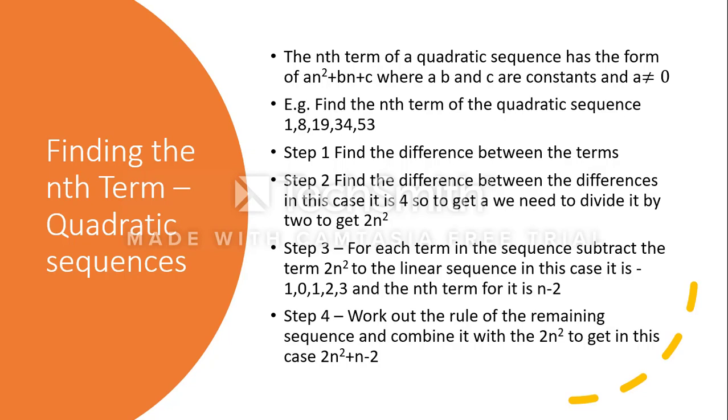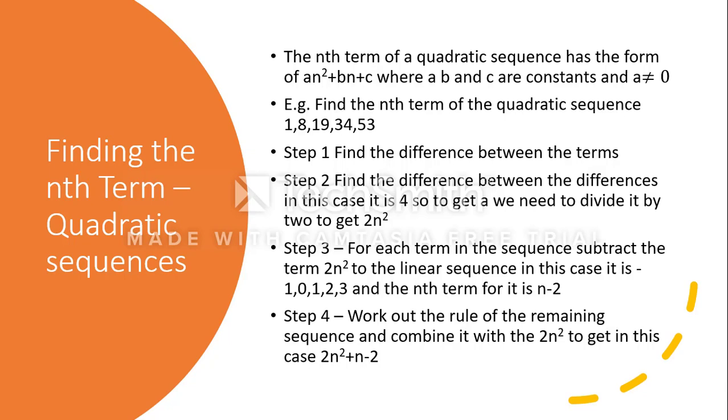Step 3. For each term in the sequence, subtract 2n squared to get a linear sequence. In this case, it is minus 1, 0, 1, 2, 3. The nth term for it is n minus 2. So we get this by, first we have the terms 1, 8, 19, 34, 53. And then when we do 2n squared, we substitute n is 1, 2, 3, 4, 5. So we get 2, 8, 18, 32, and 50.